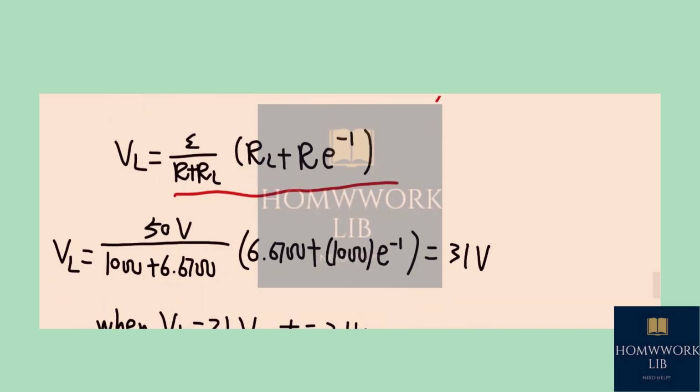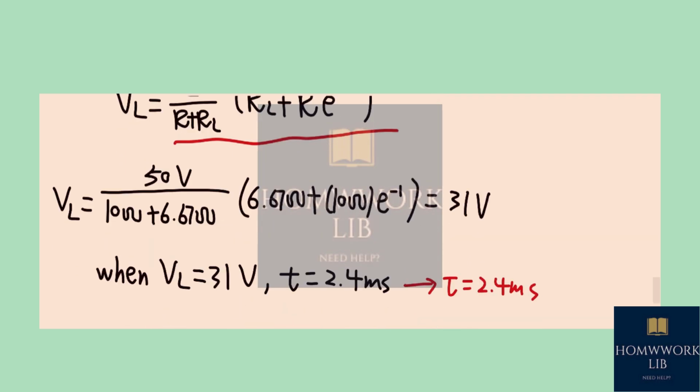So therefore, we can plug in the values to determine the voltage across the inductor, which is 50 volts over (10 ohm plus 6.67 ohm), times (6.67 ohm plus 10 ohm times e to the power of -1). This will give us VL is equal to 31 volts. So if you take a look at the graph, when VL is equal to 31 volts, the time is equal to 2.4 millisecond, which means that the time constant is equal to 2.4 millisecond.